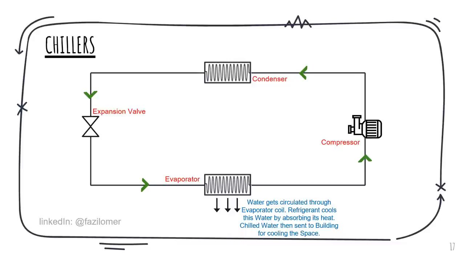In a chiller, water gets circulated through the evaporator coil. The refrigerant inside the evaporator cools this water by absorbing its heat. Chilled water thus produced will be sent to building floors for cooling the space. The condenser fluid is either cold water from the cooling tower or atmospheric air. Let us look into the chiller evaporator in detail.